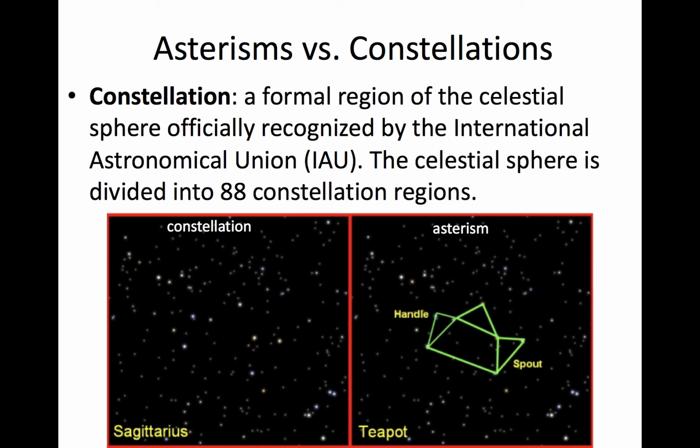The formal constellation names refer to regions of the sky rather than the familiar stick figure patterns like the teapot shown on the right. The so-called teapot lies within the constellation region of Sagittarius. The entire celestial sphere is divided into 88 constellation regions. Many stars within a constellation region are not visible to the naked eye. We will take a look at some of these regions in the sky in the next couple of slides and in the planetarium during class.